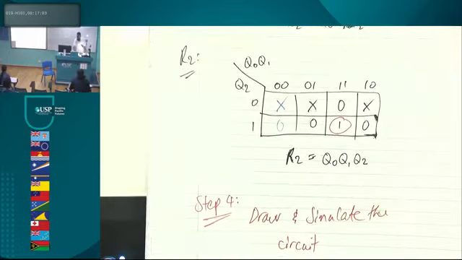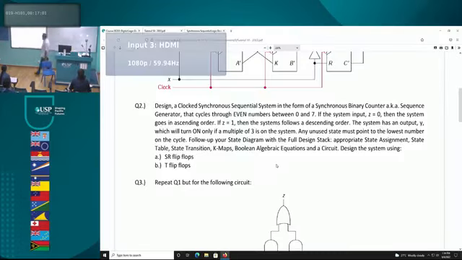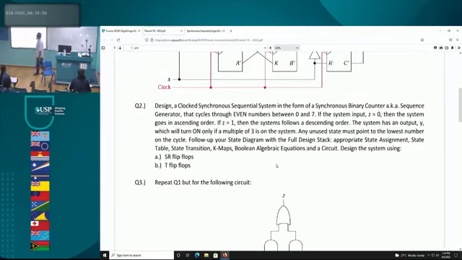So there's a system input, and then the system has an output Y, which will turn on only if a multiple of 3 is on the system. Basically, when it's 6, then Y will turn on. So you look at this problem. Any new state must point to the lowest number on the cycle. What is the lowest number on the cycle? 0, on the ring. When we say cycle, it means on the ring. Then there are some unused states. What are unused numbers? 0, 2, 4, 6 are used, so the unused ones are 1, 3, 5, 7. Those will all point to 0.